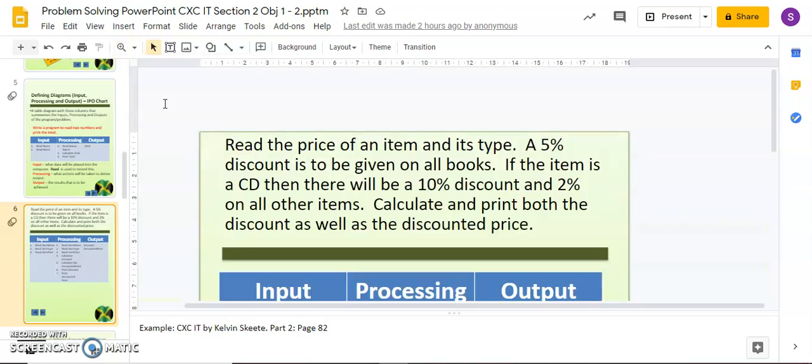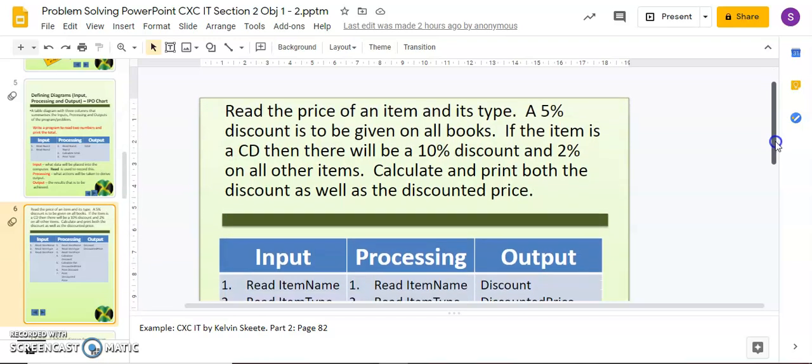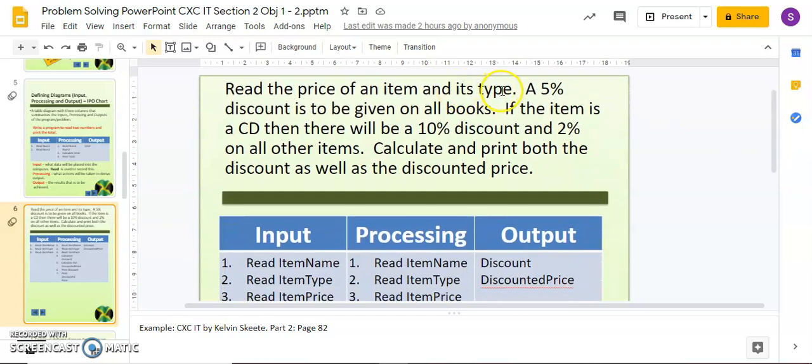Now, say for example, we have a problem statement. It says to read the price of an item and its type. A 5% discount is to be given on all books. If the item is a CD, then there will be a 10% discount and 2% on all other items. Calculate and print both the discount as well as the discounted price.